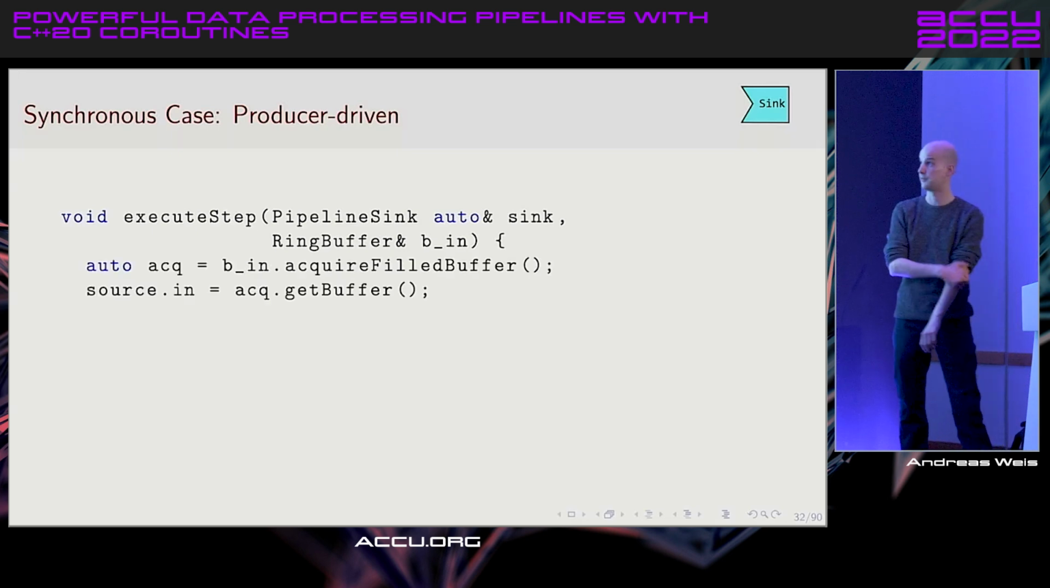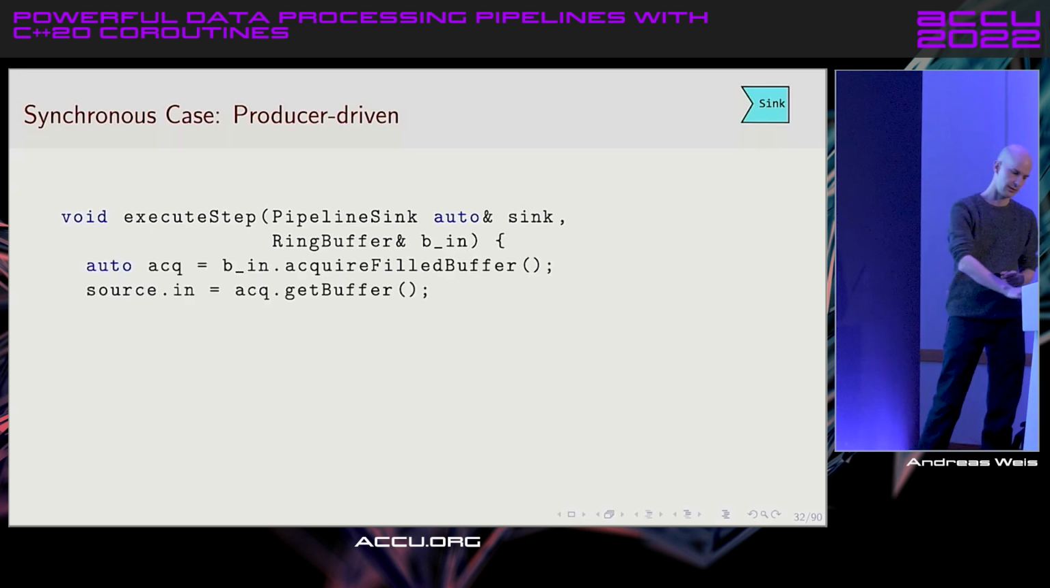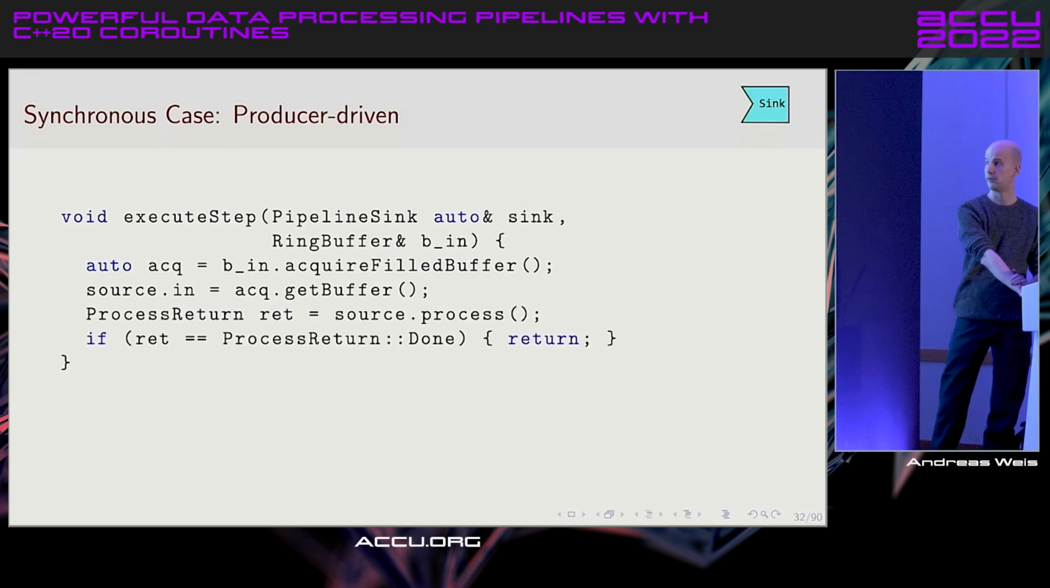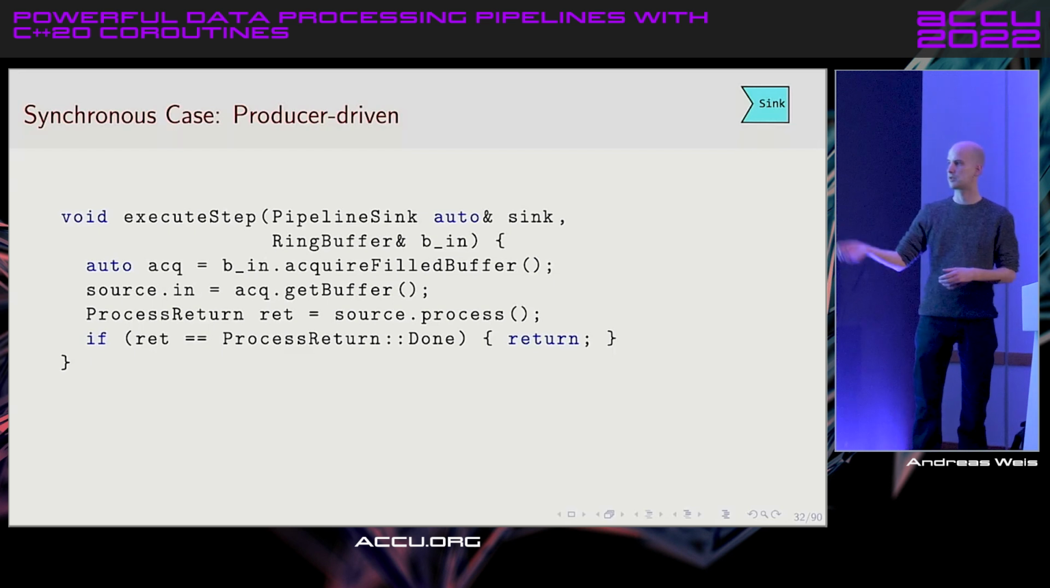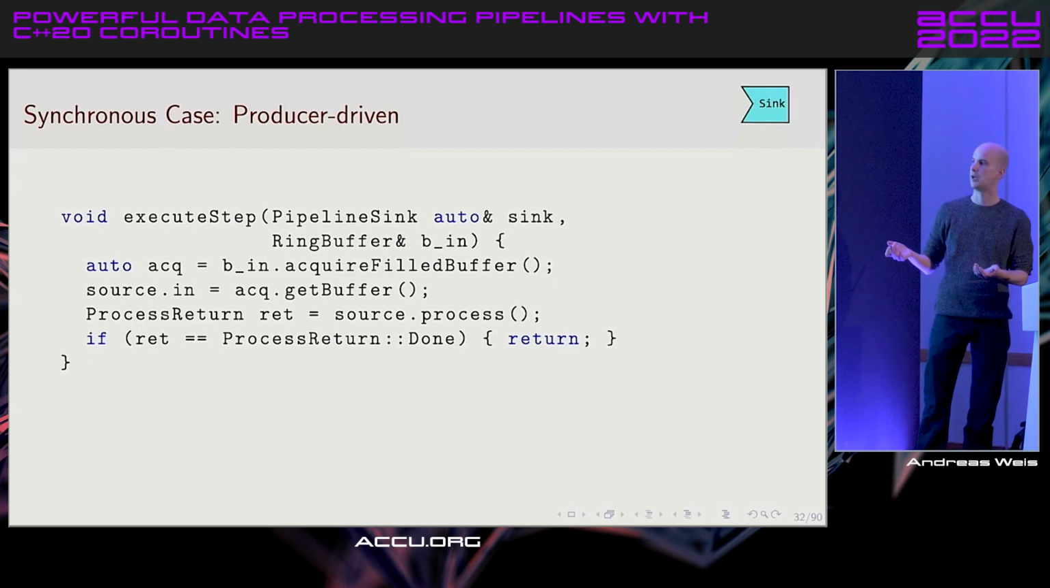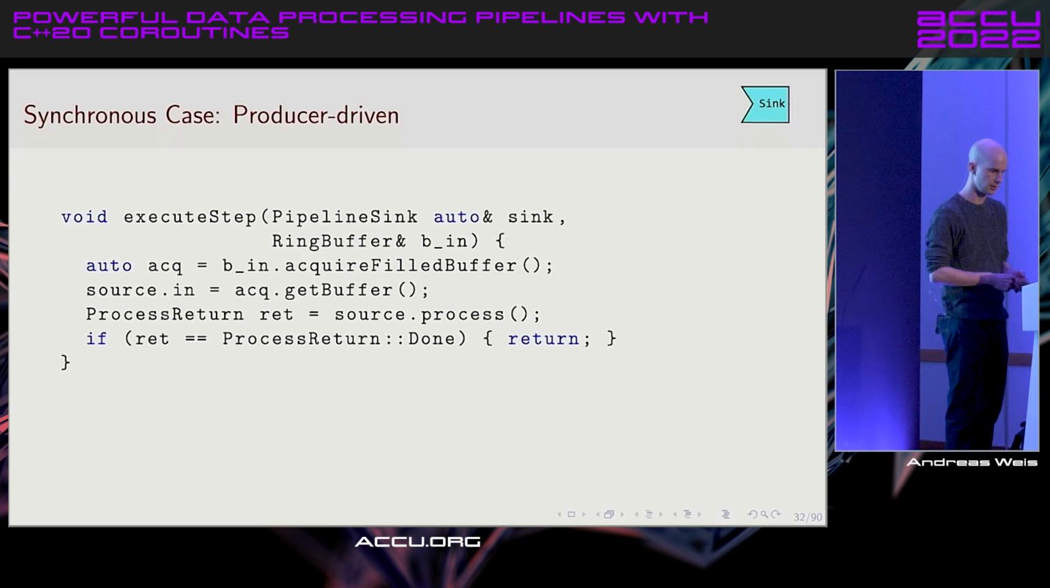Let's look at the other end of it, the sink. So this is pretty much the polar opposite. The sink only gets an input buffer that has already been filled, sets it up for the processing step, calls the process function, and if it's done, it just returns.